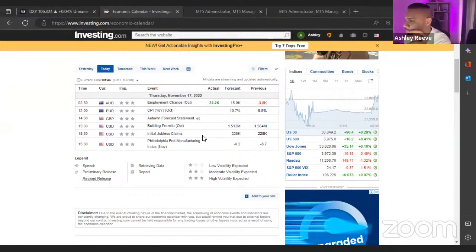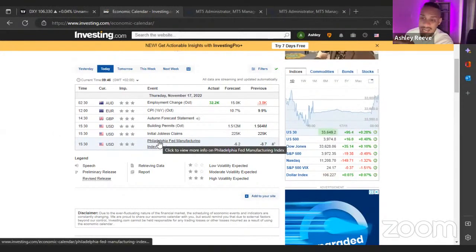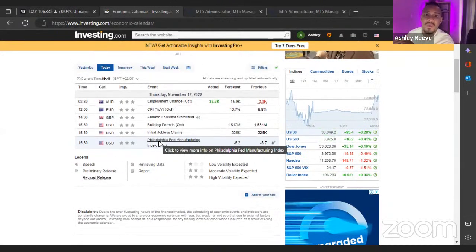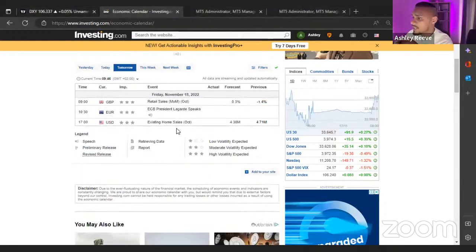Also, guys, what's very important here, we have the US building permits and initial jobless claims. These are all economic releases that happen on a monthly basis. I'm just going over them so you can see what to expect. Tomorrow we have retail sales, which are very important. They measure the spending in a specific country. We also have Lagarde speaking tomorrow at 10:30.